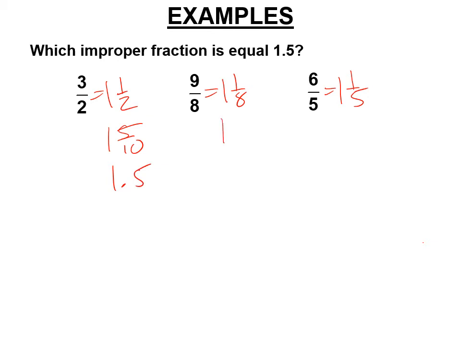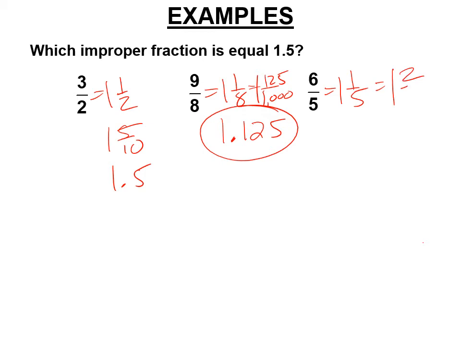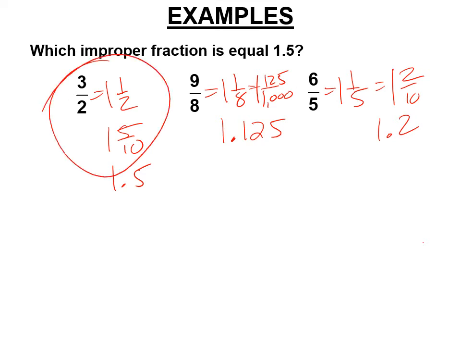This one makes thousandths. This is 1 and 125 thousandths, 1.125. 1/8 is 125 over 1,000, because 8 times 125 is 1,000. 1 and 1/5 is 1 and 2/10, 1.2. I don't want to circle that, because the correct answer here is this one.